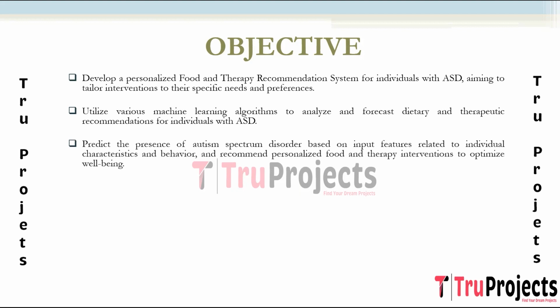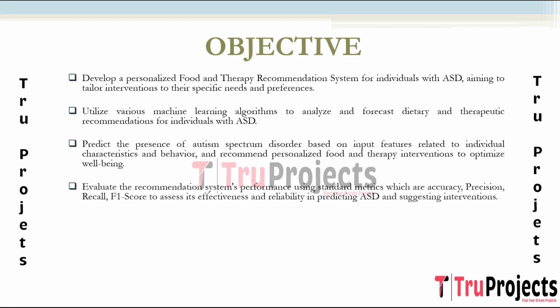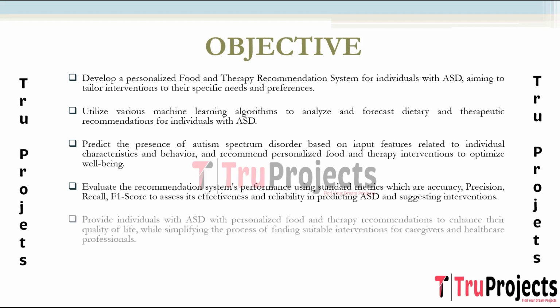The aim is to predict the presence of autism spectrum disorder based on input features related to individuals' characteristics and behavior, and subsequently recommend personalized food and therapy interventions to optimize their well being. The objective is to assess the performance of the recommendation system using standard evaluation metrics, which are accuracy, precision, recall, and F1 score, to gauge its effectiveness and reliability in accurately predicting ASD detection and suggesting appropriate interventions.